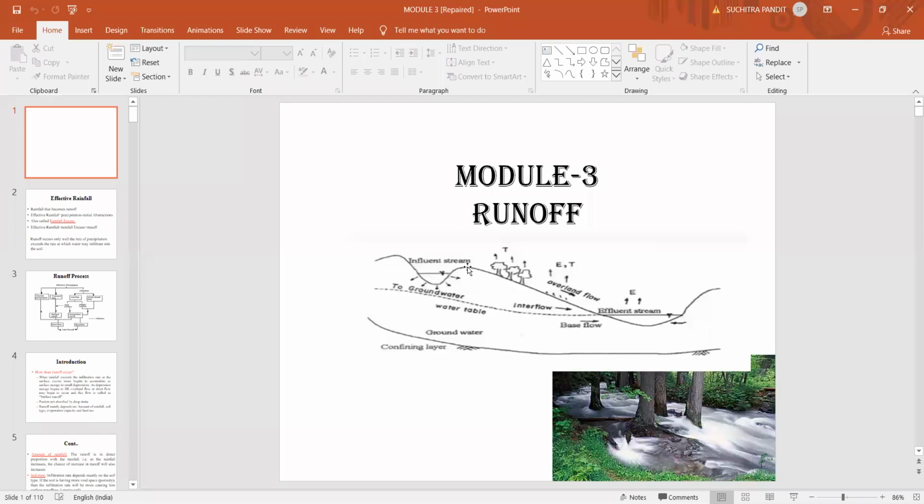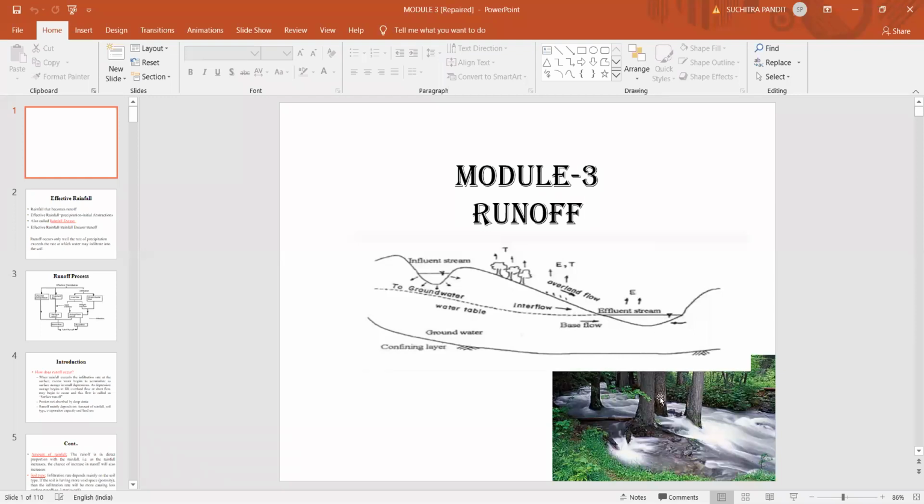Here you have the banks of the stream. If it is pervious, whatever water is in the stream tries to enter through these pores and builds up the groundwater. Such streams are called influent streams. The other one is the effluent stream. Here, once the groundwater table increases and becomes saturated, some portion of the groundwater joins the stream. Such streams are known as effluent streams.